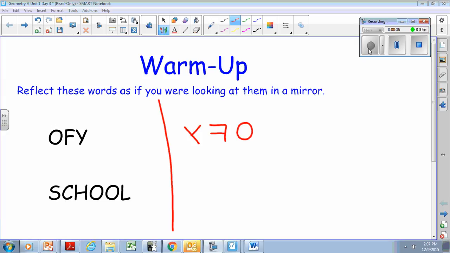All right, on the board, and those who are still doing it, you can still do it. I did not reflect the OFY over here, so please circle reflect. Why is this not reflection? Backwards is good, but it's not exactly the same distance from the line of symmetry. In order for it to be reflection, there has to be a line of symmetry. Please put LOS. It's like LOL.